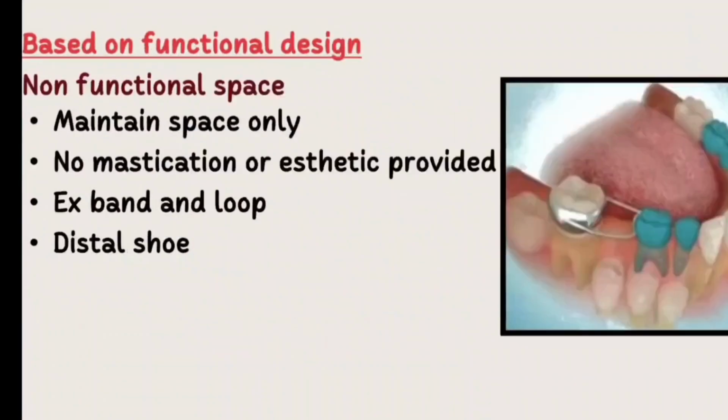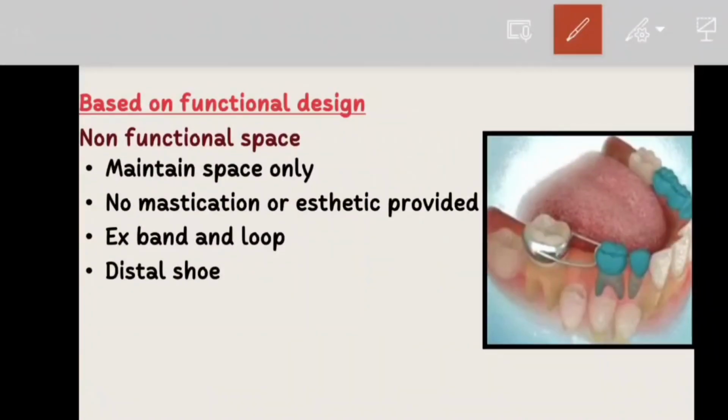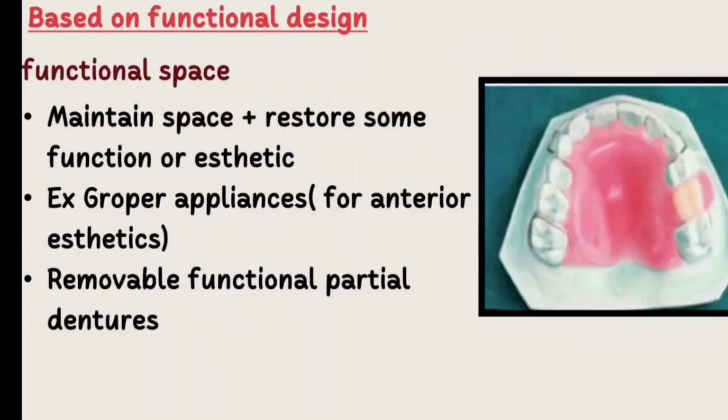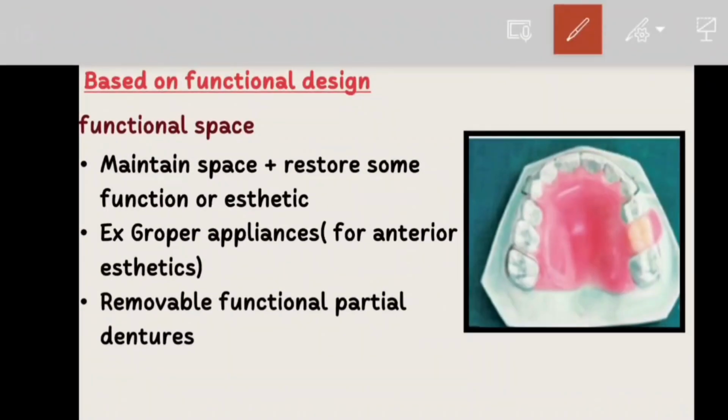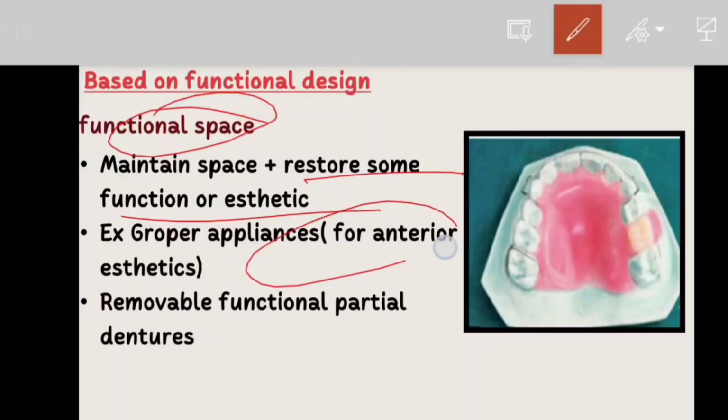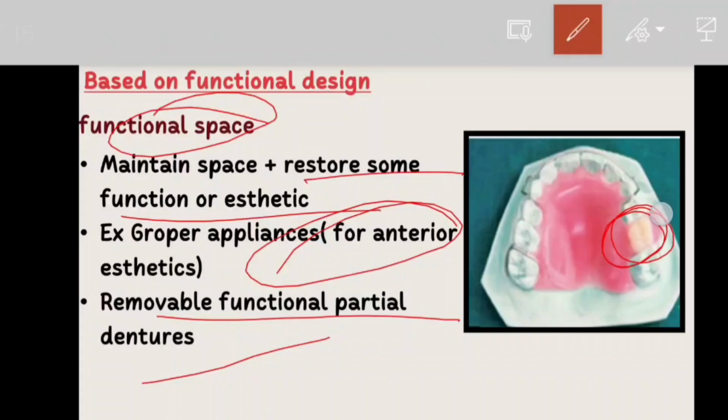Now we see the non-functional space maintainer, based on functional design. Non-functional means it only maintains the space. There is no mastication or aesthetics provided. Examples are the band and loop and the distal shoe. Based on functional design, it is also divided into functional space maintainers, which maintain the space plus restore some function or aesthetics. Examples are the Groper appliance for anterior aesthetics and the removable functional partial denture. The diagram shows the appliance replacing the posterior missing teeth, so the child can smile confidently and speak properly.